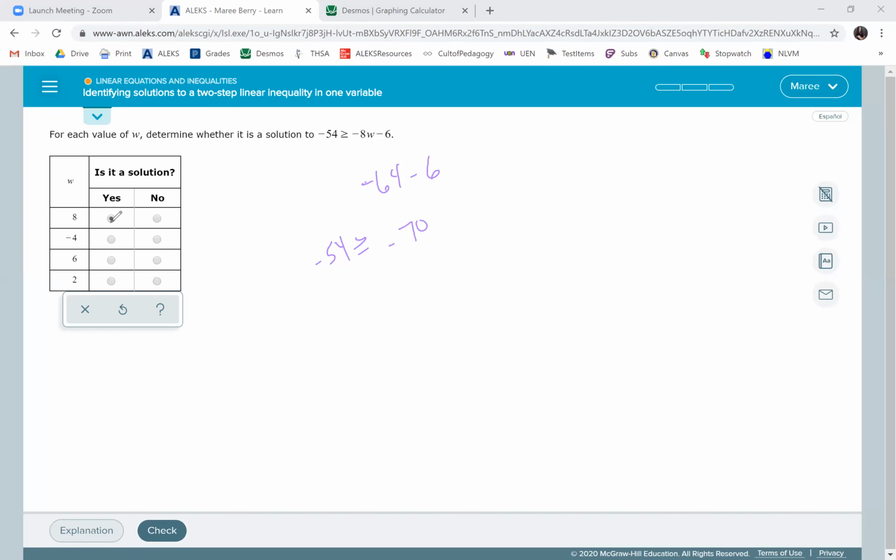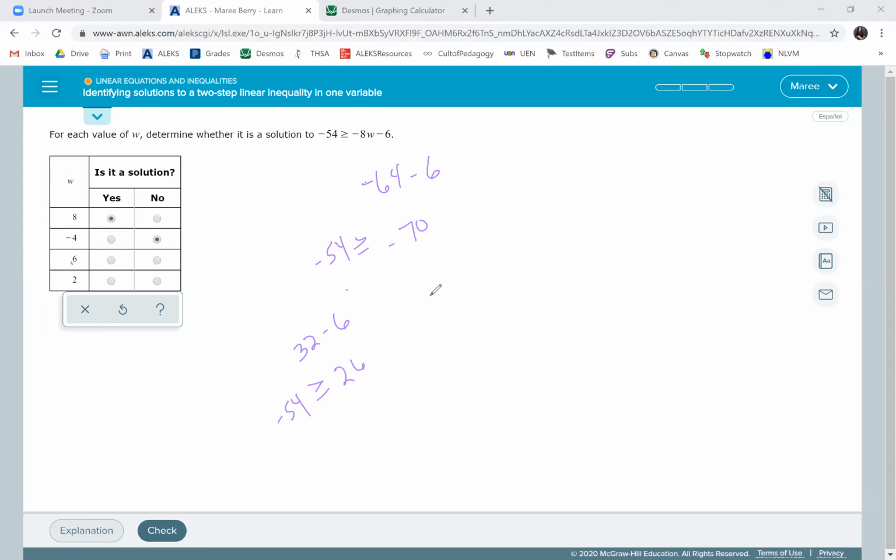Then we're going to try -4. So -4 times -8 is a positive 32. Minus 6 is 26, and we want to know if -54 is bigger than 26, and we're going to put no, definitely not.